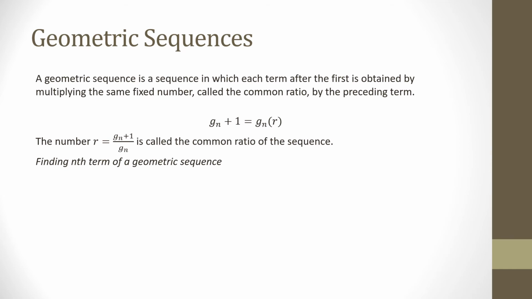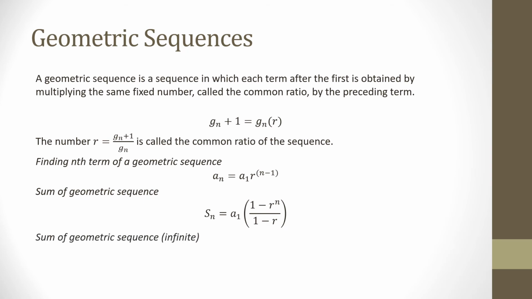Finding the nth term of a geometric sequence. So, ito lang yung formula. a sub n is equal to a sub 1 r raised to n minus 1. Sum of geometric sequence: S sub n is equal to a sub 1, quantity 1 minus r raised to n, all over 1 minus r.